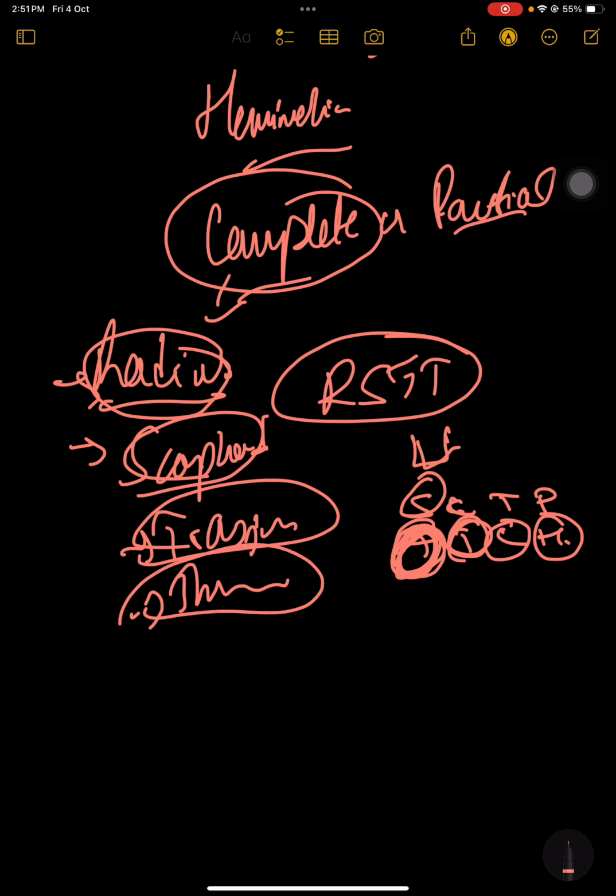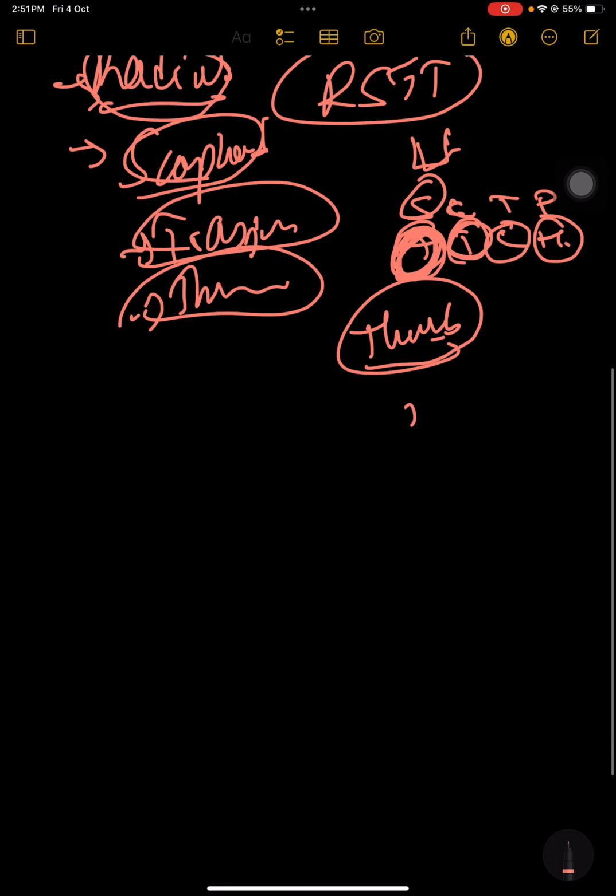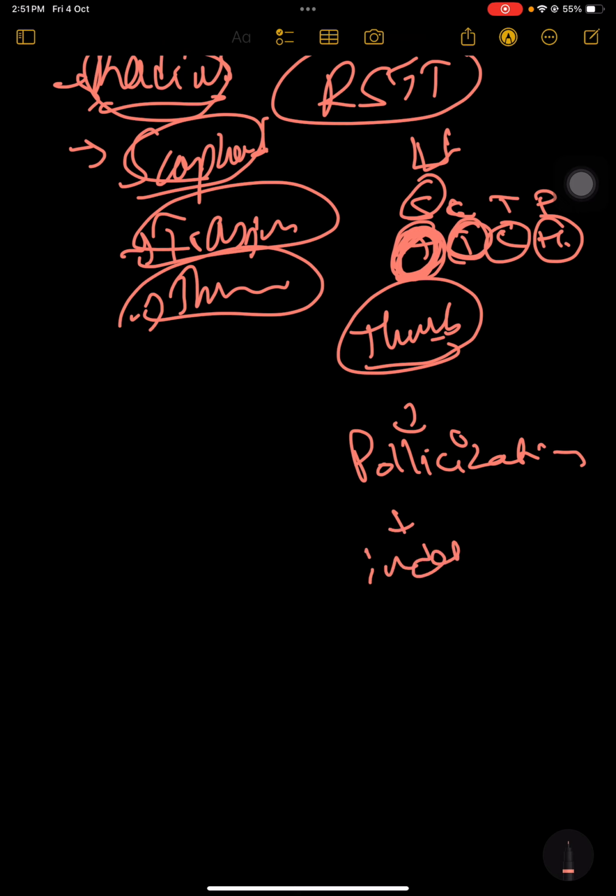Okay, and you know, if the thumb is absent, the function of the hand is very less. So we have to reconstruct this, and reconstruction is known as pollicization. That means we are actually putting the index finger or great toe at the area of the thumb.